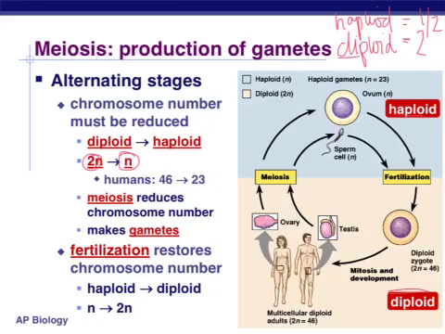So again, don't forget, the point of meiosis is to reduce your chromosome number. You're trying to make gametes. You want, when fertilization here takes place, that you're going to get a zygote with 46 chromosomes, not 92 chromosomes. So meiosis reduces the chromosome number, and fertilization restores it. Meiosis takes you from diploid to haploid. Okay? So diploid here, haploid there. And then fertilization takes you from haploid back to diploid. So I hope that's clear.